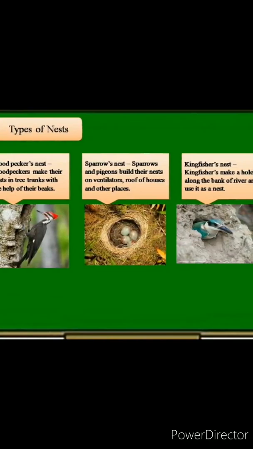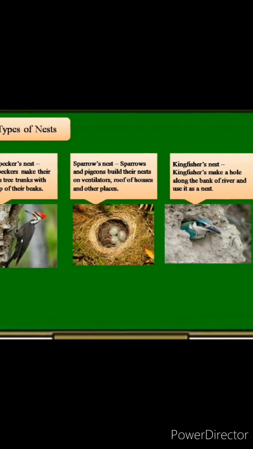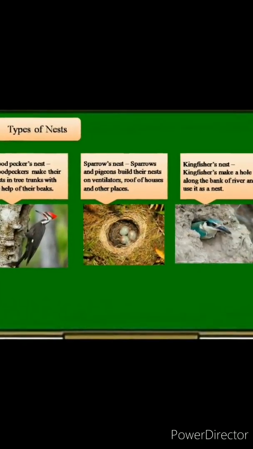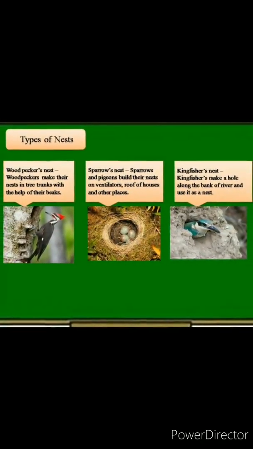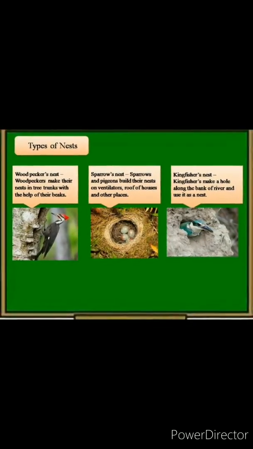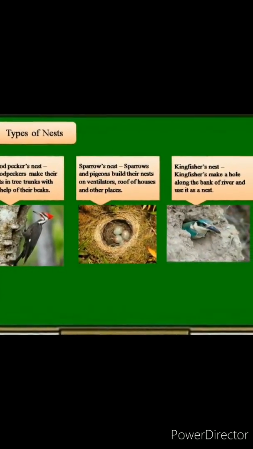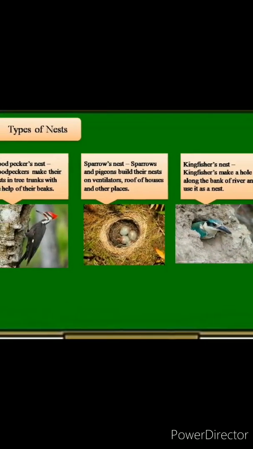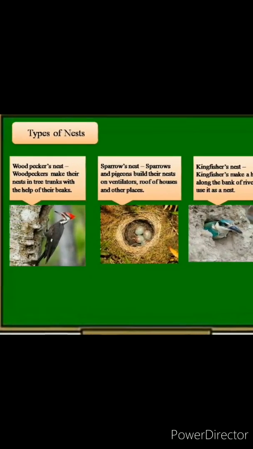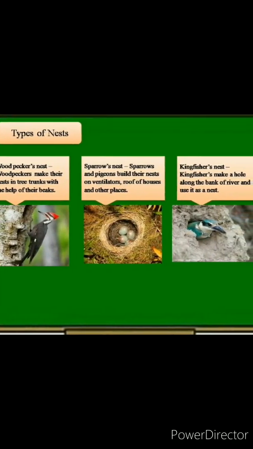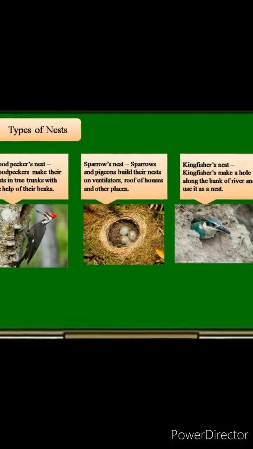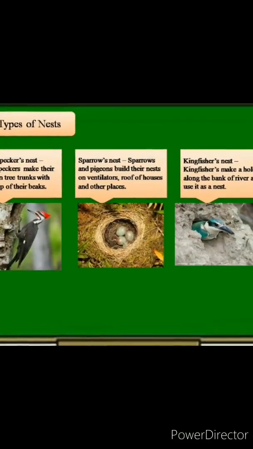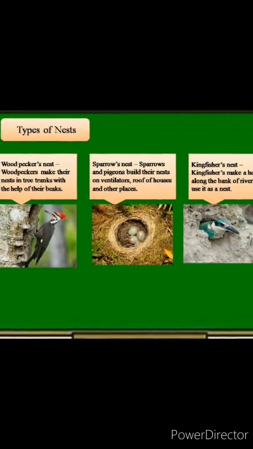Sparrow's nest. Sparrow and pigeon build their nest on ventilators, roofs of houses, and other places. Kingfisher's nest. Kingfishers make a hole along the bank of a river and use it as a nest. Children, I hope you understood different kinds of nests. When you get free time, try to draw different kinds of nests in your rough copy.